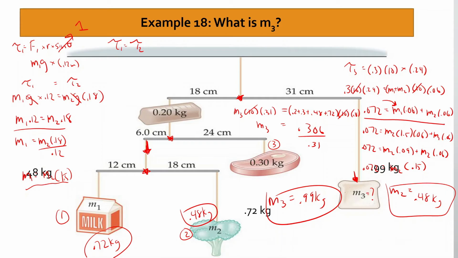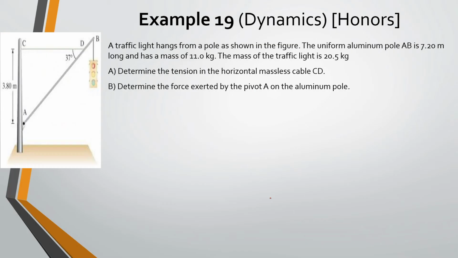All right. Hopefully that wasn't the worst thing in the world, but maybe it was. All right. Now we're going to start looking at a few harder problems. Again, remember, when nothing is moving, net force is equal to 0, and net torque is equal to 0. Okay? Key thing to know.